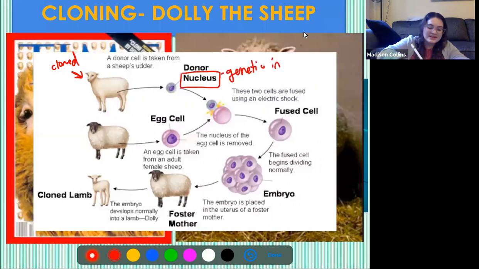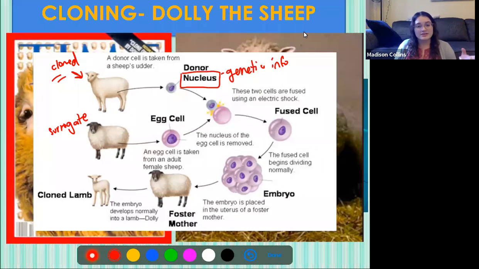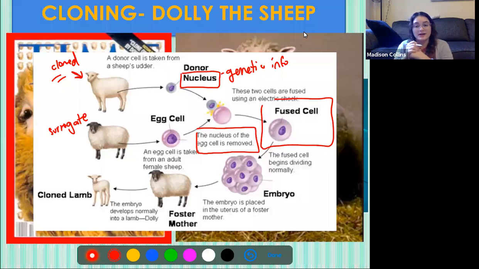And remember, the nucleus is where that genetic information is stored. But they also needed a surrogate sheep in order to make this happen, because they wanted to make sure it was actually a clone of this original sheep. So they took a surrogate that looked different, and they took the egg cell from that sheep. They took the nucleus out of it, so they removed the nucleus from this surrogate, but then they actually fused the egg cell from that surrogate with the nucleus of the sheep they wanted to clone. They put those two together, they combined them.